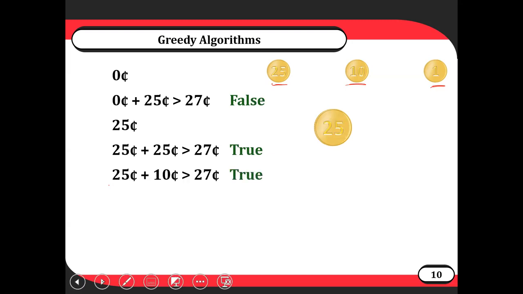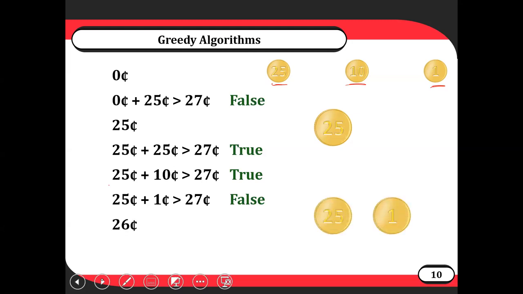And then I go to the next highest coin. I look at the 10 cents, the dimes. I add that to my total. Now I have 35 cents, which is greater than 27 cents. So I don't want to take a dime. So then finally, I go to the penny and I take that. And now 25 cents plus 1 is 26 cents, and that's not greater than 27 cents, so I can take this. So now I end up with 26 cents, and then I continue to repeat the process.